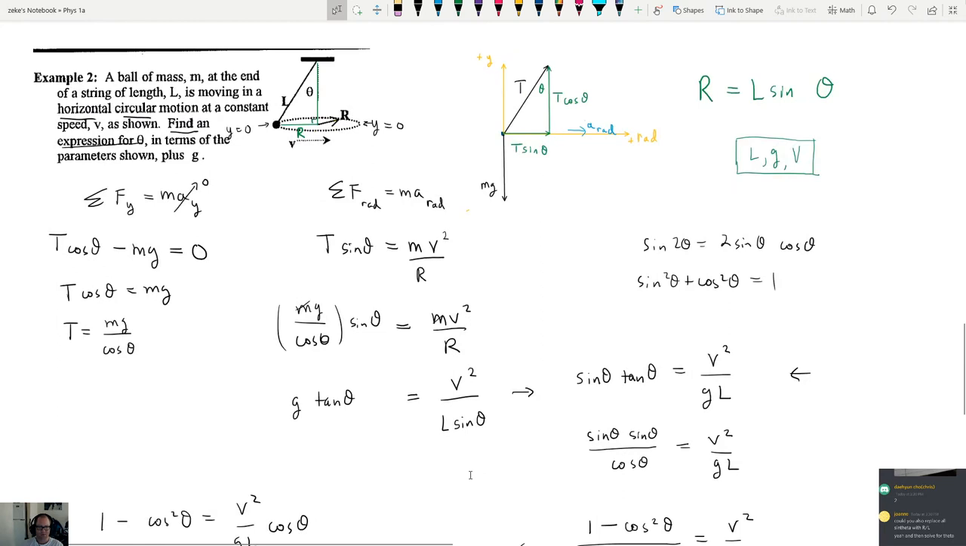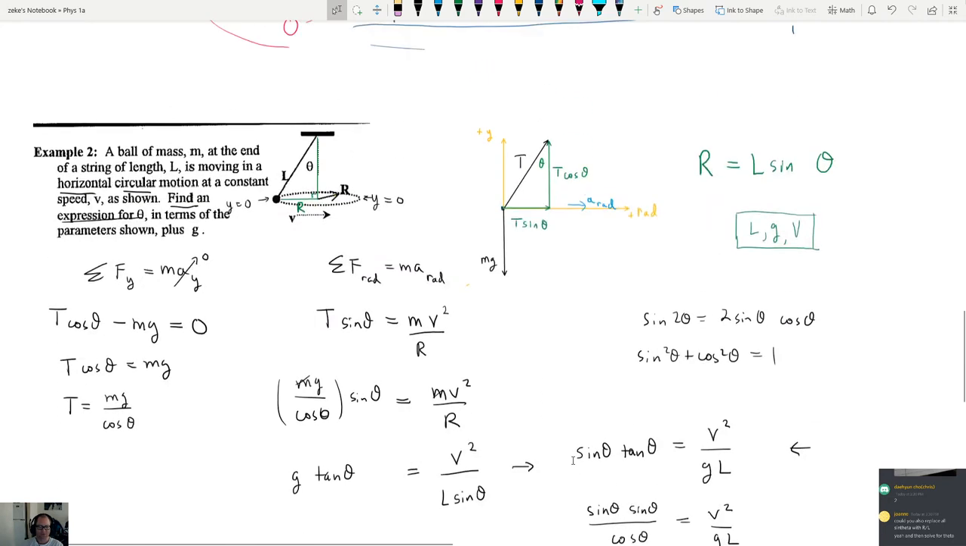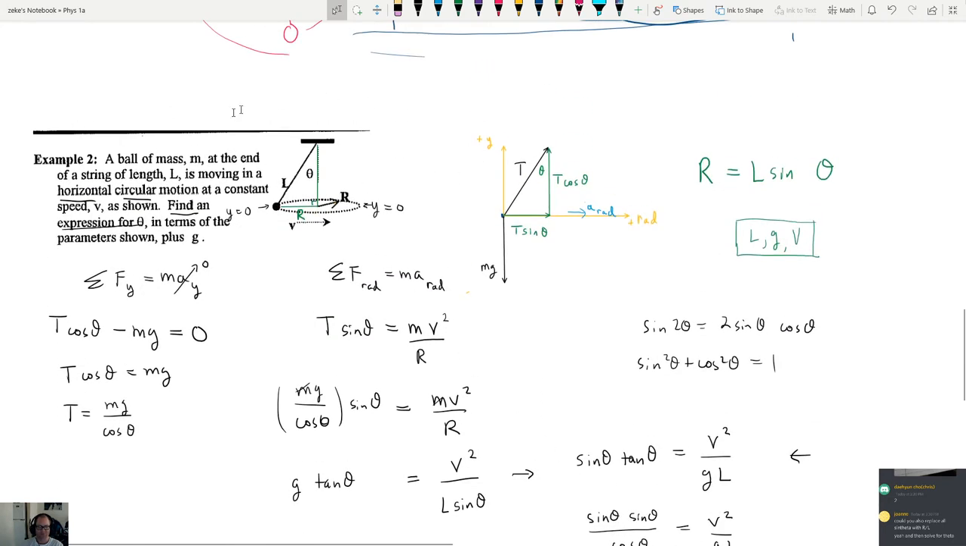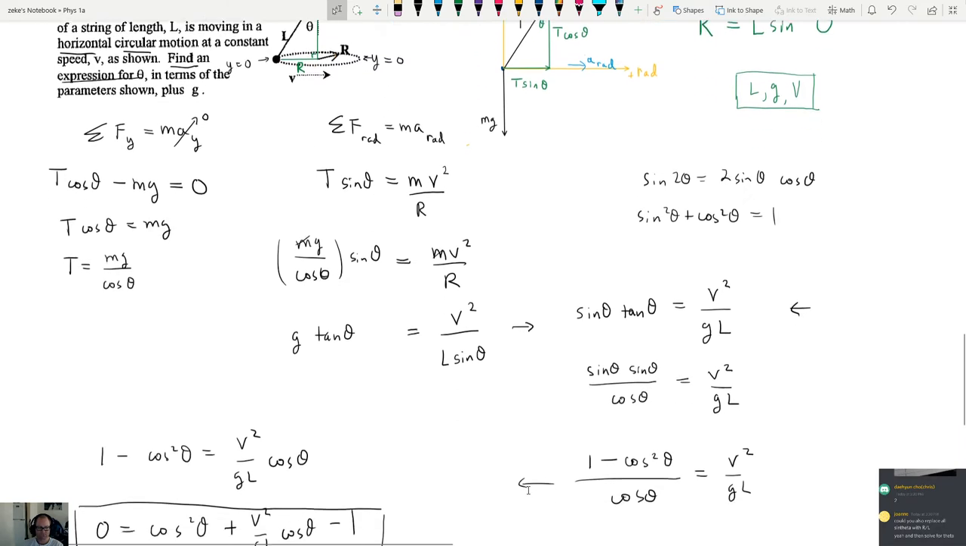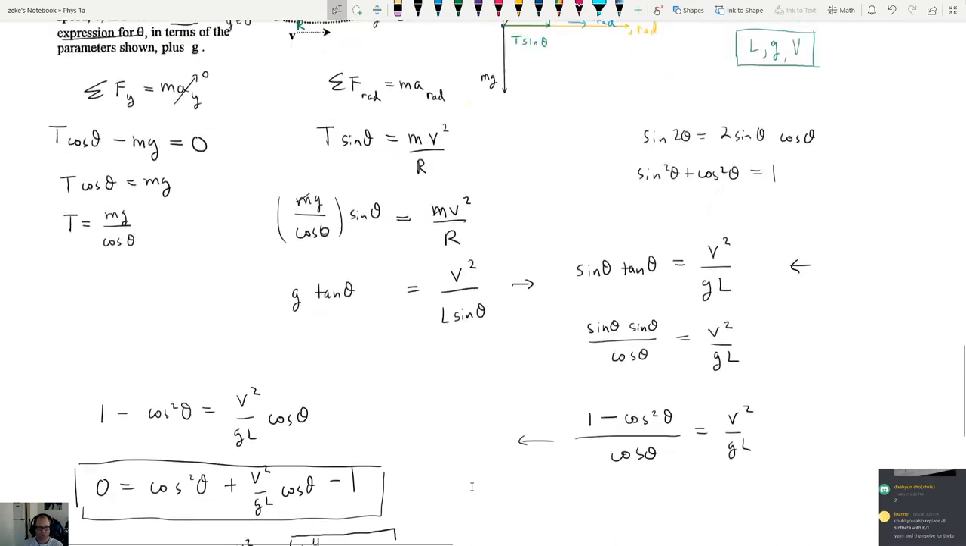But anyway, the whole point of this problem is to analyze an object that's moving in a circle like this, and notice that the radius in this case happens to be this distance here, not L, because it's going in this type of a circle. Okay, any questions about this problem?